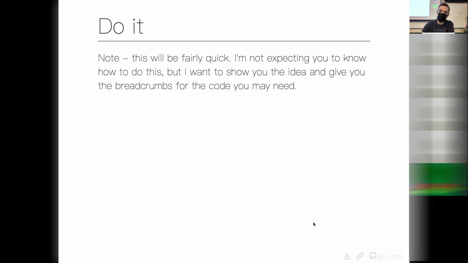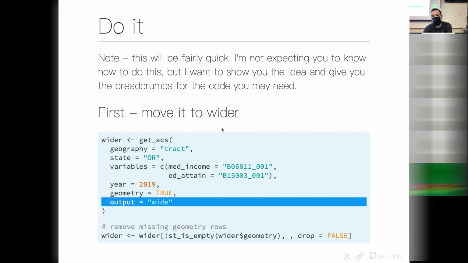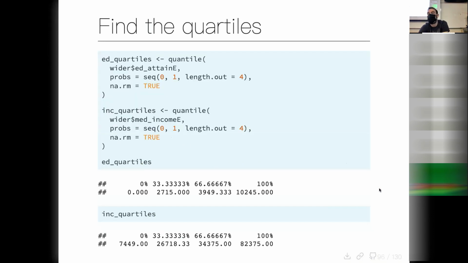Okay, so this is fairly quick again. So what we're going to do is, this is just another aside, with get ACS, by default it was in that longer format, right? But you can also specify that you want the output to be wide instead, okay? So I say output equals wide, and then we'll have a different column, one for med income and one for ed attain. Okay, one column for each of those. All right, then I'm going to remove missing data again, since I have that same issue here for whatever reason. And then I can start to work with this.